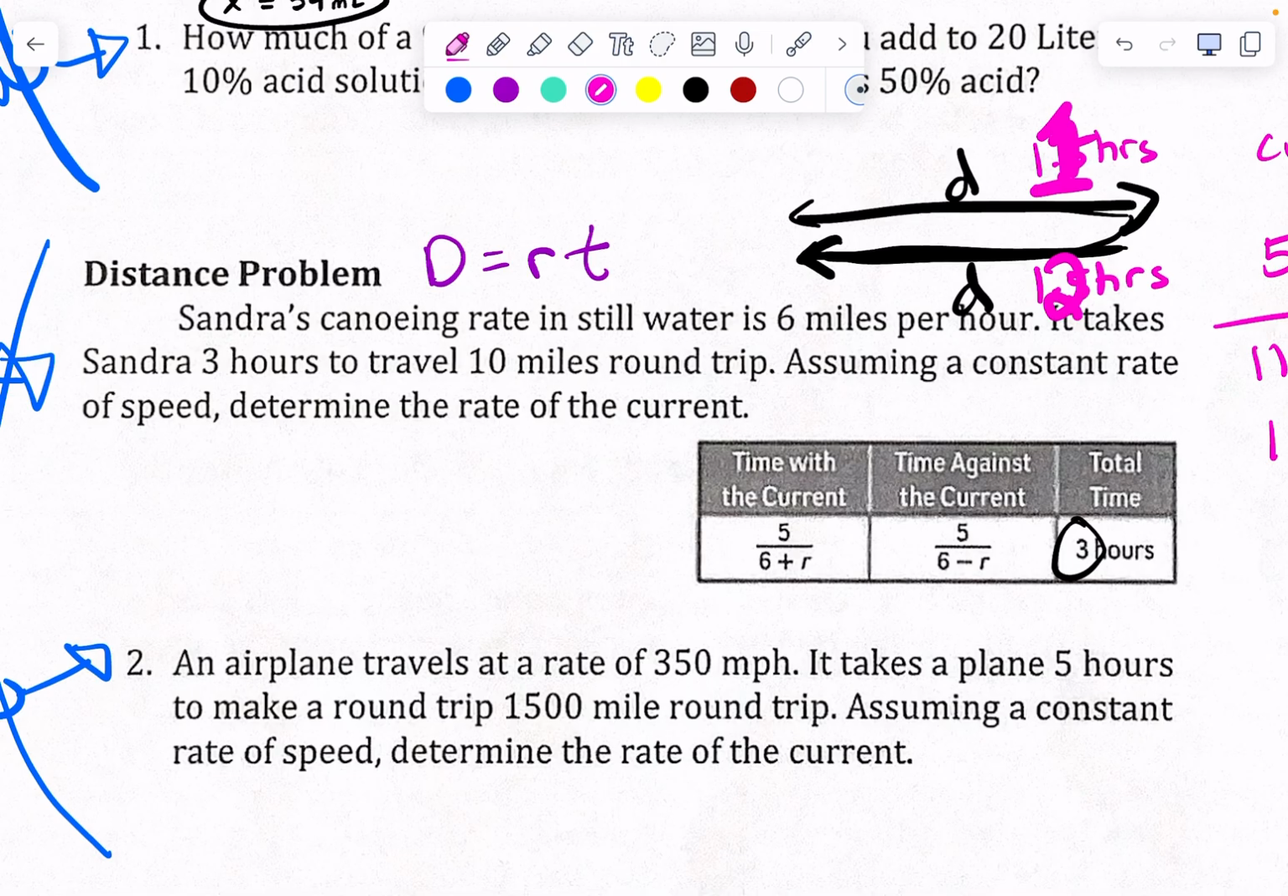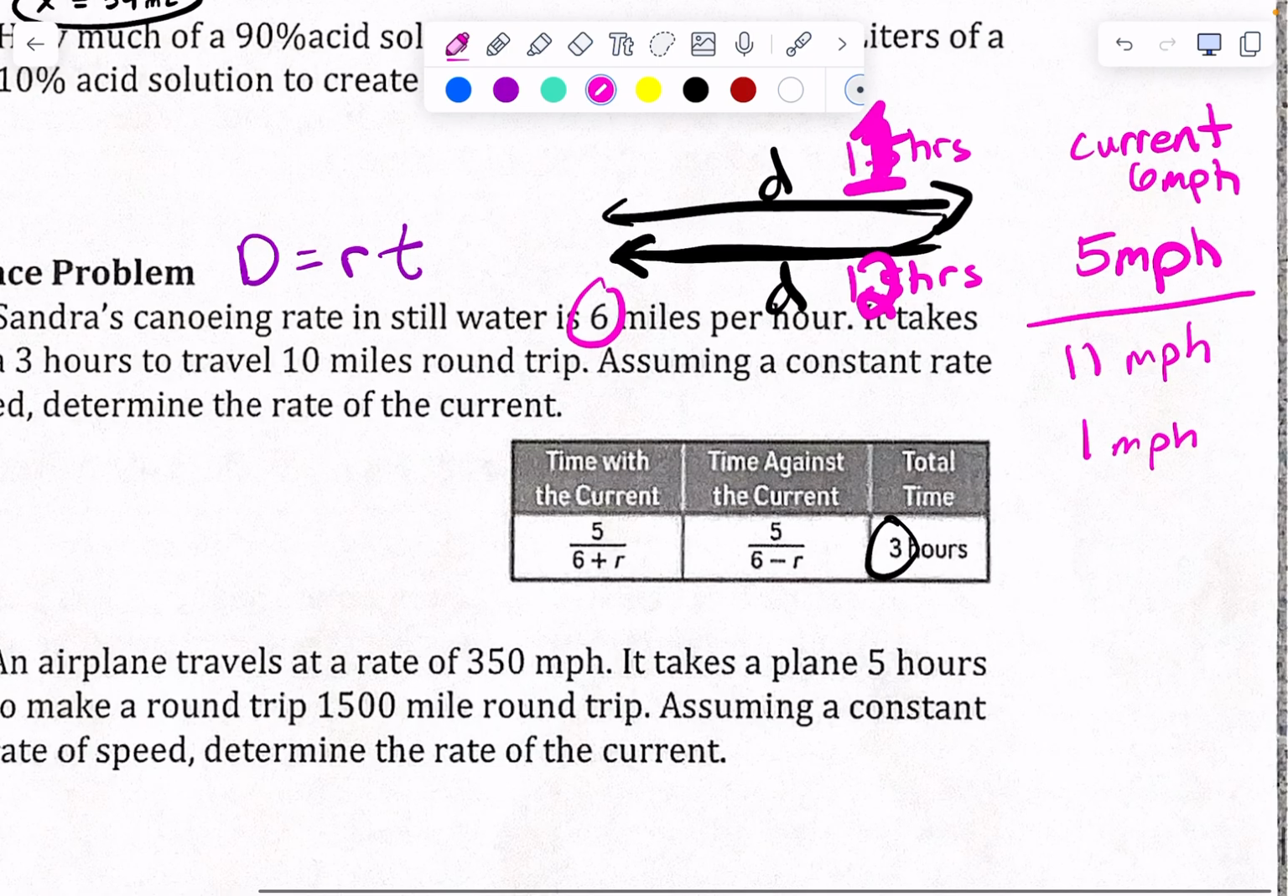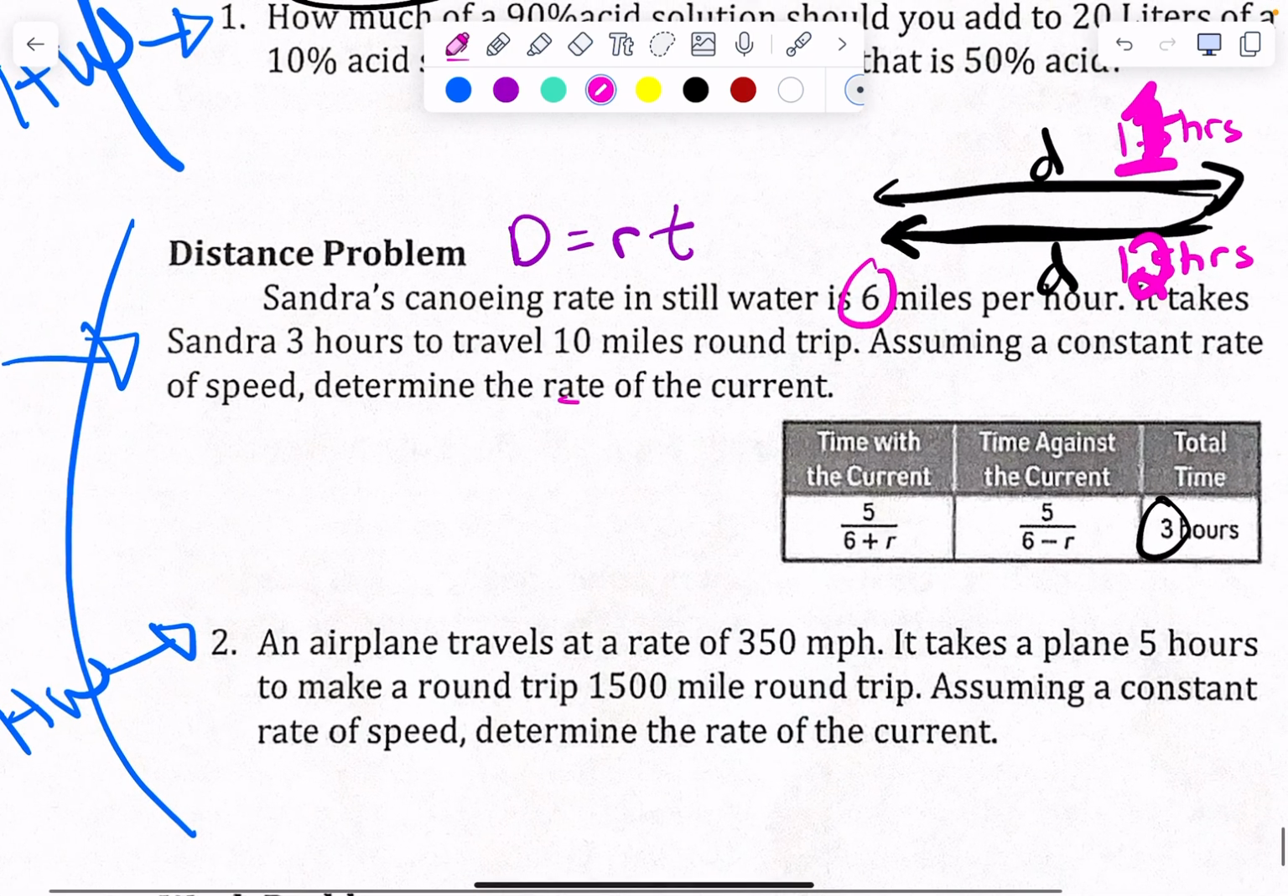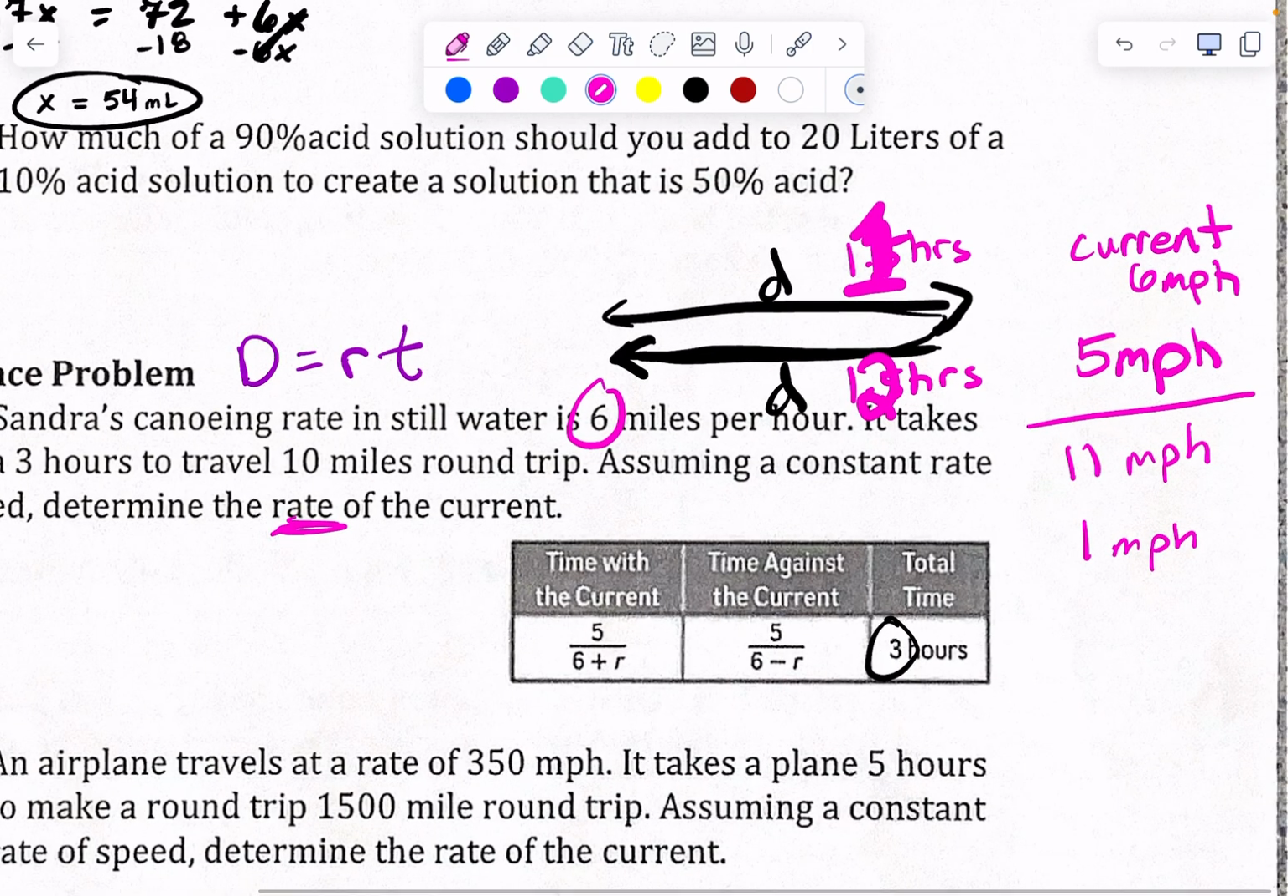Sandra's canoeing rate in still water is 6 miles per hour. Determine the rate of the current. We're trying to find the rate of the current, not her rate. We know her rate. We don't know the current's rate, but we know that she is going a constant 6 miles an hour.